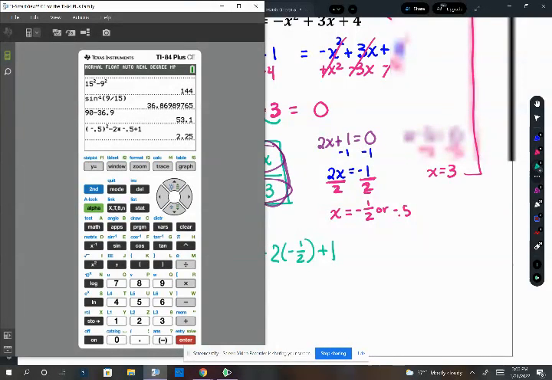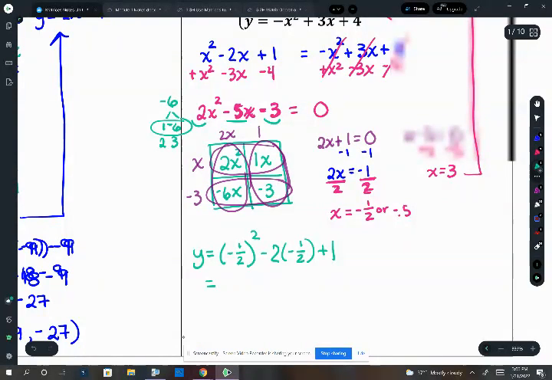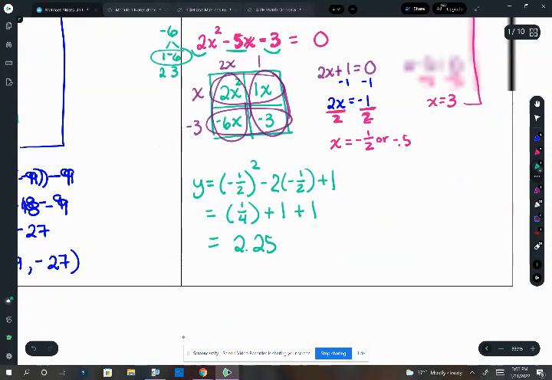If you do it like this, then this would be 1/4. This is positive 1. This is positive 1. So either way, you're going to get 2.25 or 2 1/4, however you want to look at it. So that means your first solution is going to be either negative 1/2 and 2 1/4. Or you could write that as negative 0.5 and 2.25.